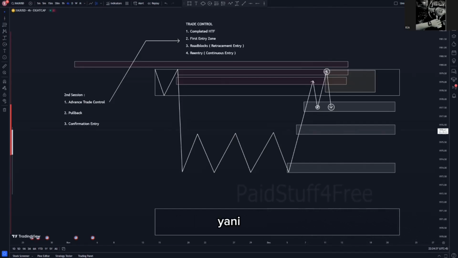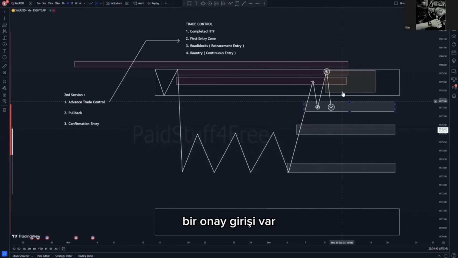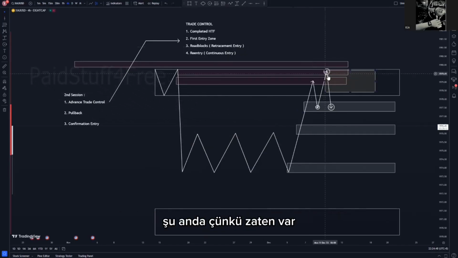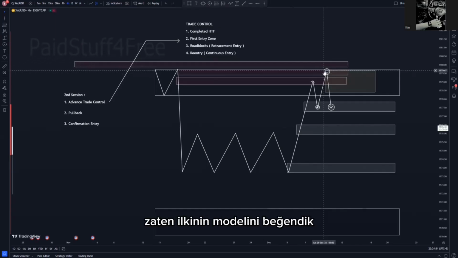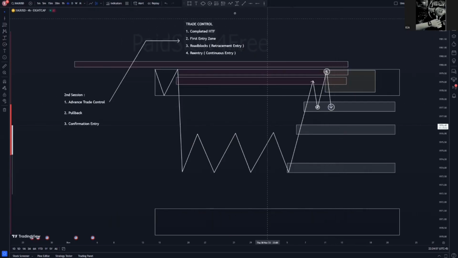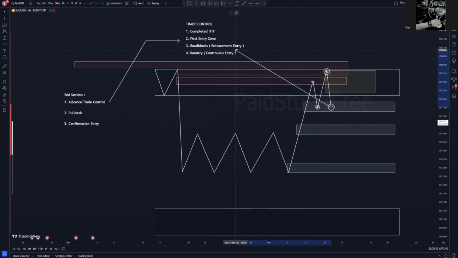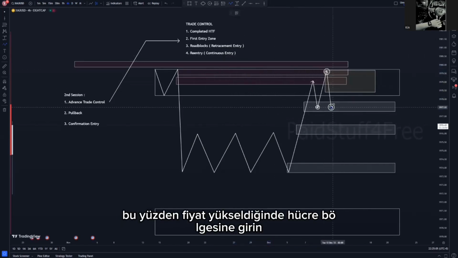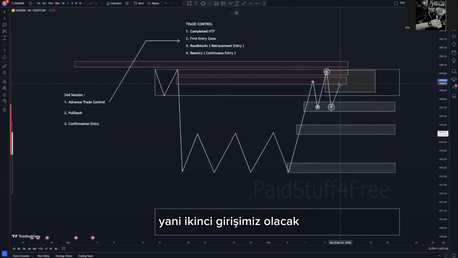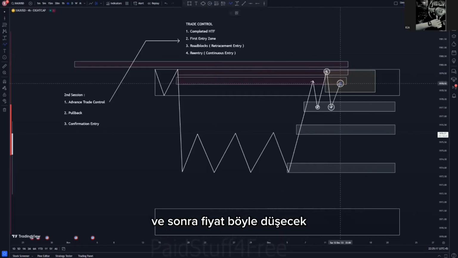Okay. No worries. So we can take a buy if inside of this buy zone there is a confirmation entry, but we still need to understand where the price is really going. Because we already have the pattern of the first one, which is the completed higher time frame, we are going to focus on the sell. We can take a buy, but just for a retracement entry. So when the price goes up and gets into the sell zone, if inside of the sell zone there is a confirmation entry, that will be our second entry. And then if there is a confirmation entry, the price is going to go down like this.